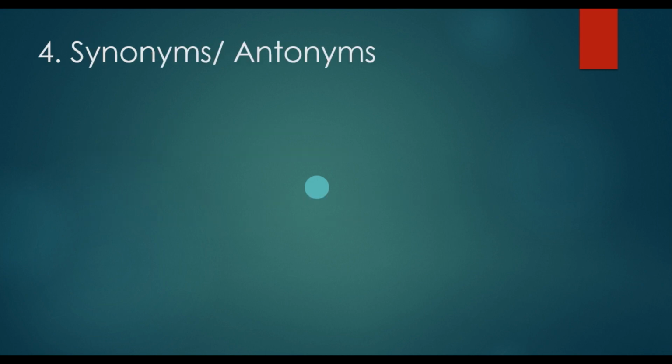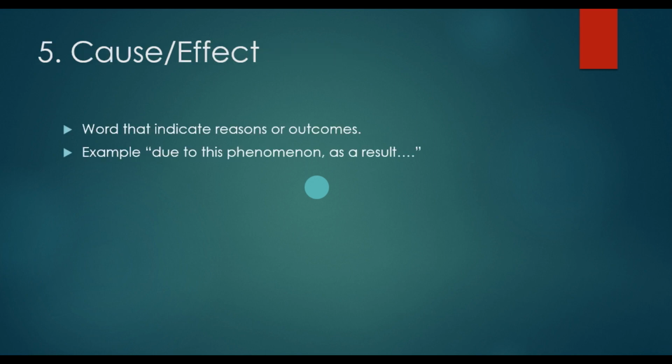Also, they are found in synonyms or antonyms. Like, if a question is about happy, then in the passage they may have replaced happy by joyful or any other happiness word, or they may replace success by failure. If you have a good understanding of synonyms and antonyms, then you can find the location. Also effect indicates the reason or outcome.